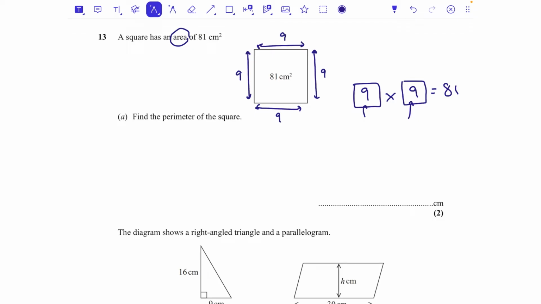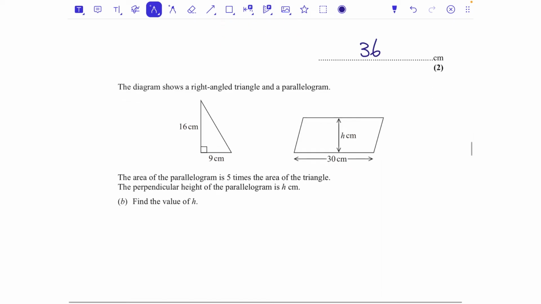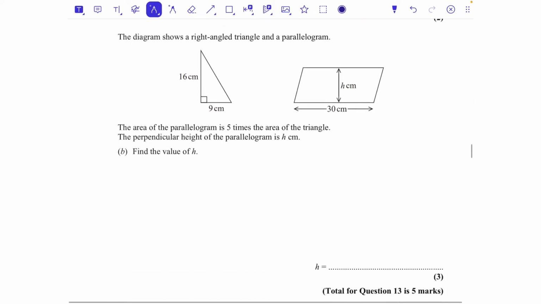We needed those lengths because they've asked me to find the perimeter, and the perimeter is the distance around the outside. So I'm going to do 9, add 9, add 9, add 9, or 9 times 4, and that is 36 centimetres.